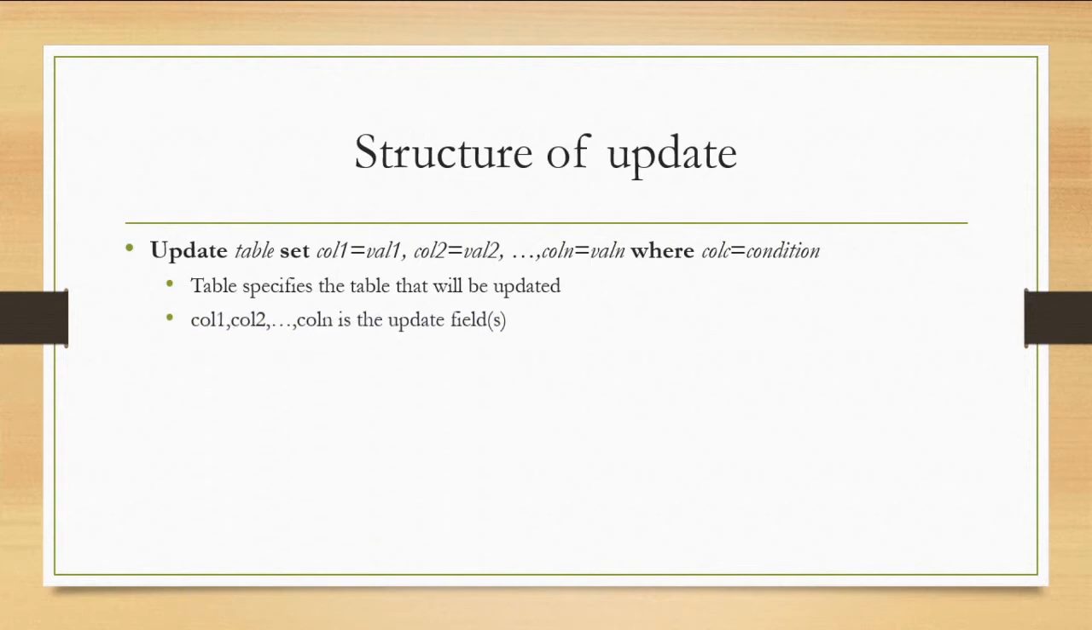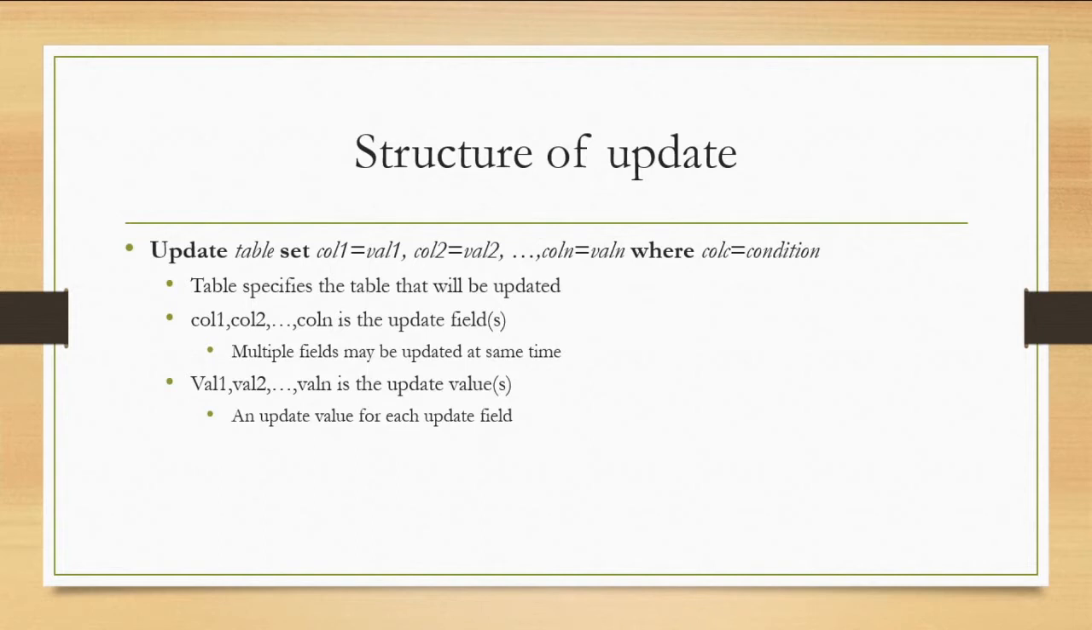Column 1 to column M is the update fields. Multiple fields may be updated at the same time. Value 1 to value N is the update value or values. An update value for each update field. So if we have 5 update columns, or update fields, we need 5 update values. Column C equals condition. This is the update condition. Multiple update conditions may be used.